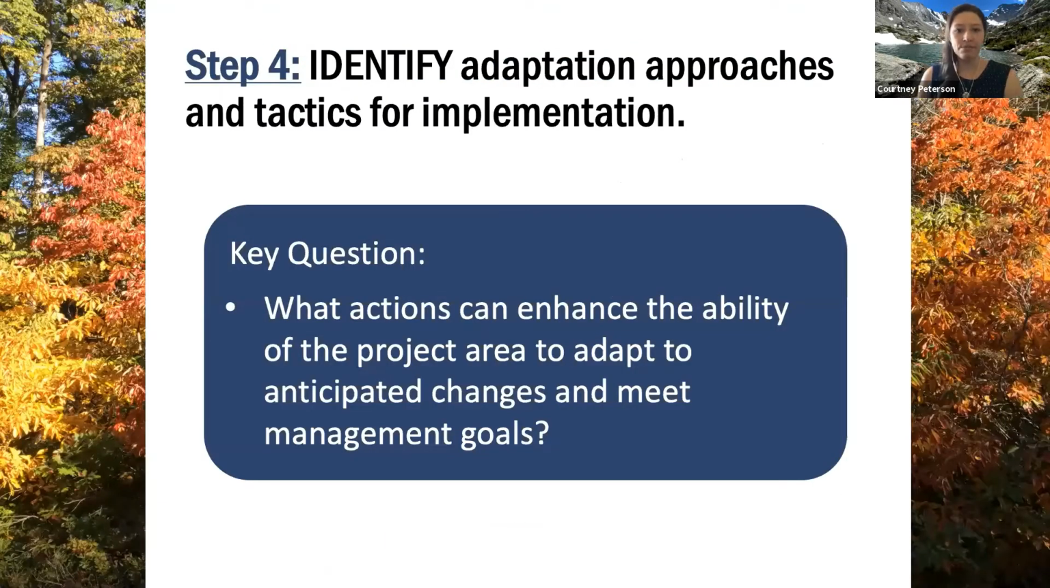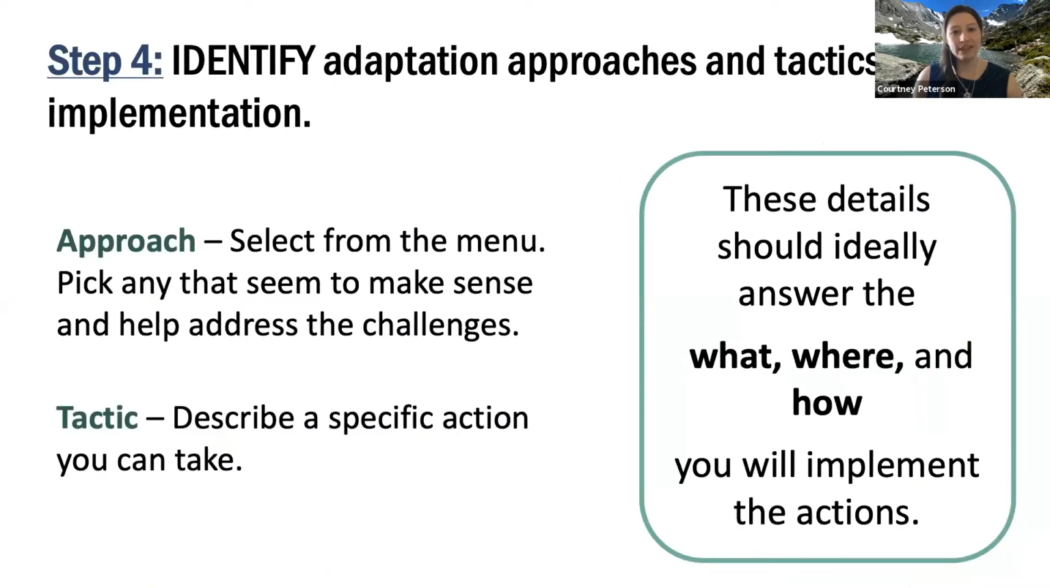And so in step 4 of the adaptation workbook, the key question we're really asking is what actions can enhance the ability of the project area to adapt to anticipated changes while still meeting our management goals and objectives. And so within the adaptation workbook itself, we're going to ask you to identify an adaptation approach where you're picking and choosing from those menus of options and picking any that seem to make sense that help address your climate change challenges that you talked about in step 3.